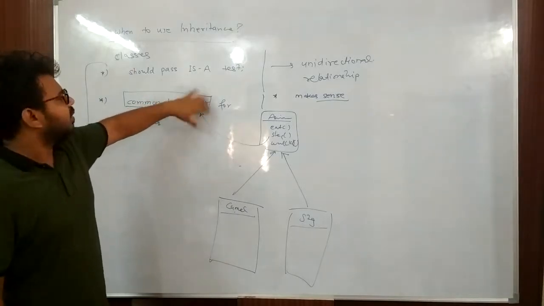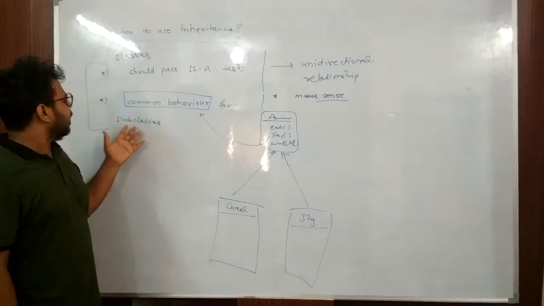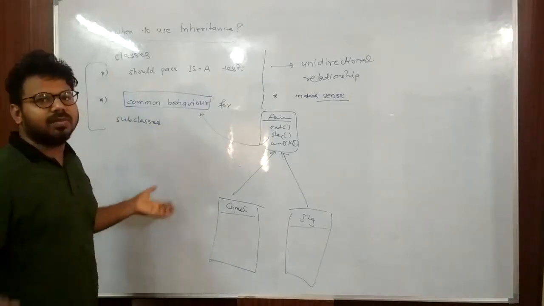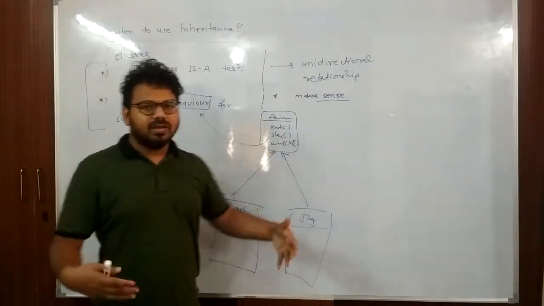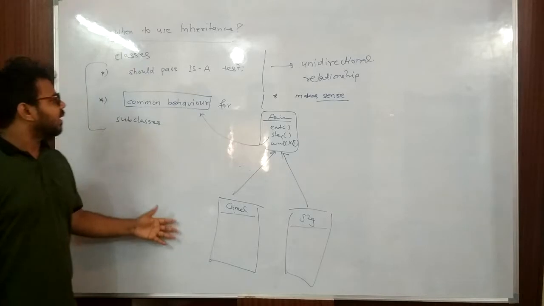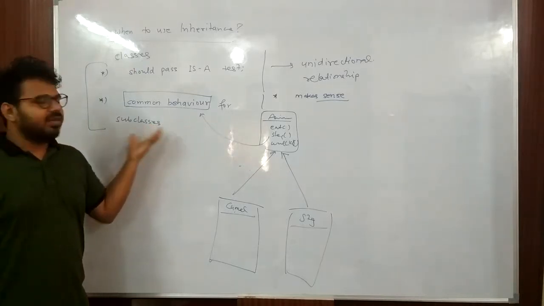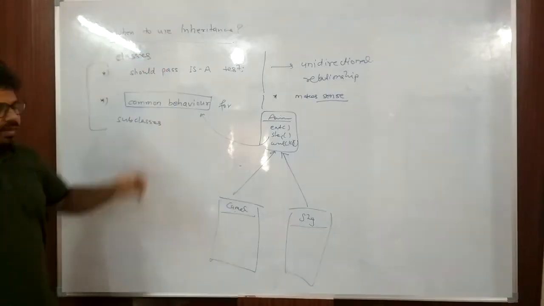That is, the subclass and parent class should be in an is-a relationship, and if the subclass needs some common behavior, there are multiple subclasses. Suppose here is deer and here is elephant, other animals. Then in that case, we should go for the common behaviors. So we can use inheritance in such a case.